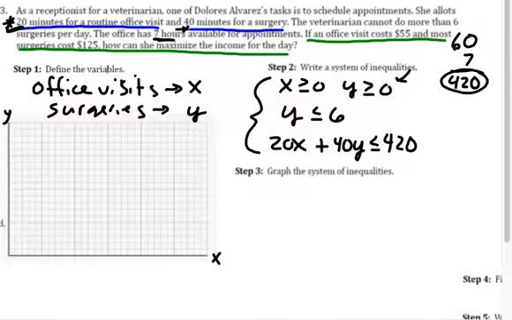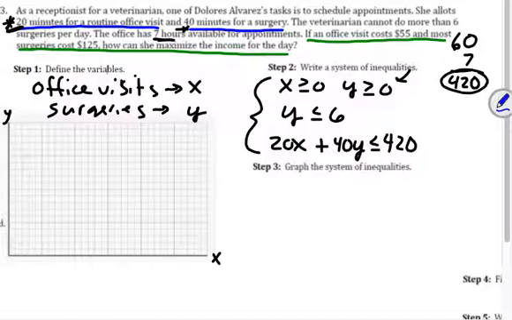Step 3, what do we got here? Graph the system of inequalities. Okay. So we're going to graph these. It looks like it's broken up by 5s here. 5, 10, 15, 20, and 5, 10, and 15. I don't think I have to go any higher than 15 when I graph this.